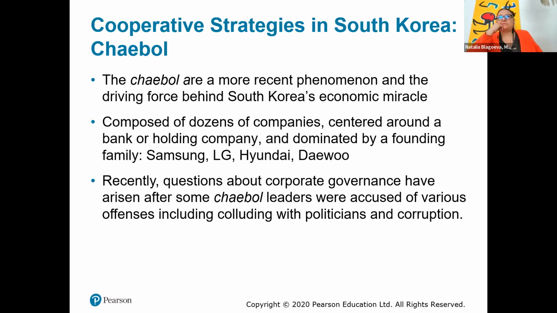South Korea also has something which is similar in terms of end result, so to say. Again, this is considered to be the driving force behind South Korea's economic miracle. Again, we have dozens of companies, usually centered around a bank or holding company, and dominated by a founding family. So we see this with Samsung, LG, Hyundai, and Daewoo.